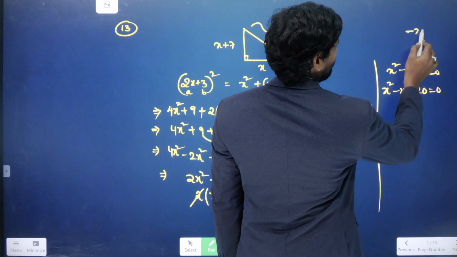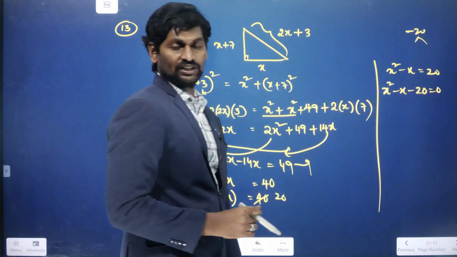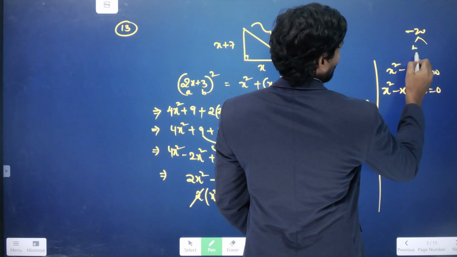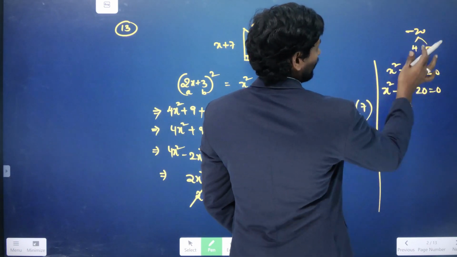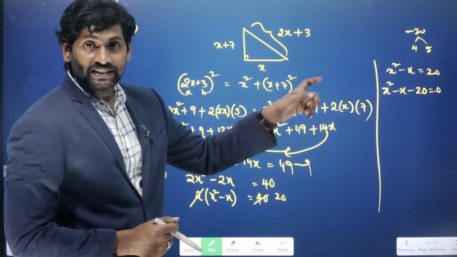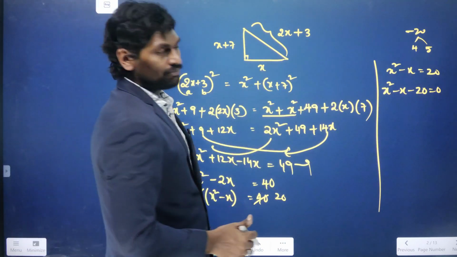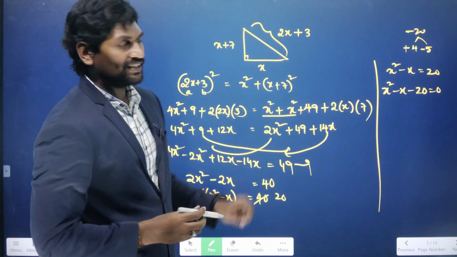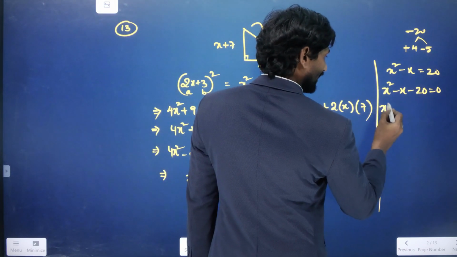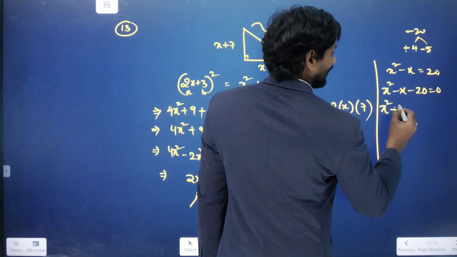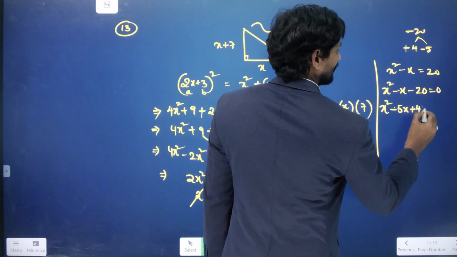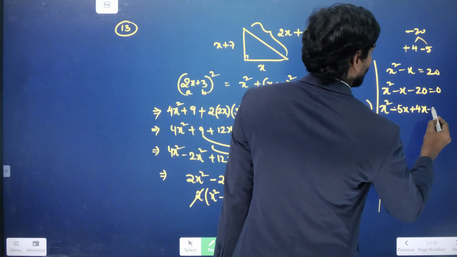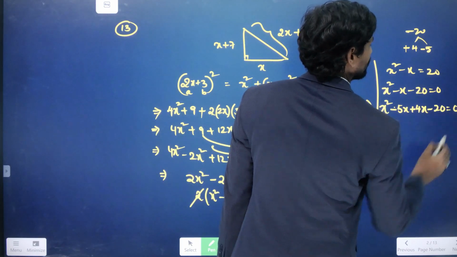Here we should take the factors of minus 20, because the constant term into the x square coefficient is 1 into minus 20, which is minus 20. Simplify: 4 5s are 20. Whenever it is a negative sign, any one of them will be negative. Let us observe the middle term. The middle term is negative, so the bigger number is minus and the smaller number is plus. So we can write this as x square minus 5x plus 4x. Minus 5x plus 4x is nothing but minus x. Minus 20 is equal to 0.